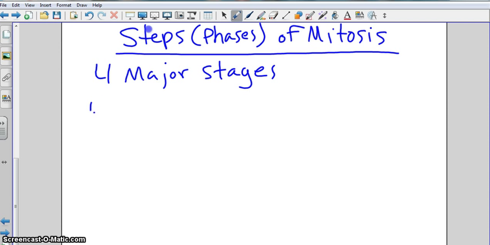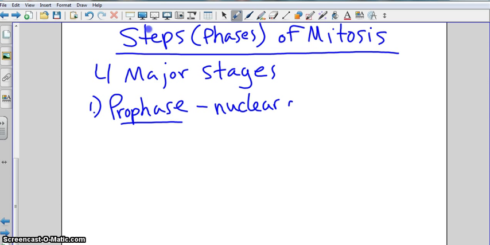We said that the first step is what we call prophase. And basically what happens in prophase is the nuclear membrane, which is around the nucleus, so it's what allows stuff to get in and out of the nucleus, is going to dissolve or disappear.